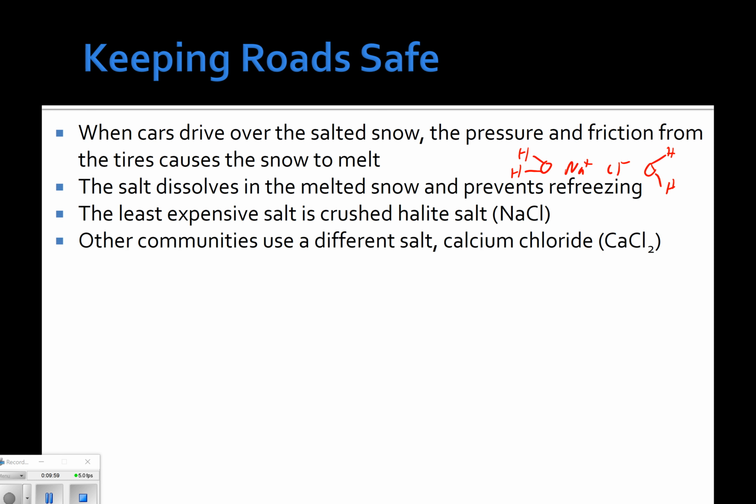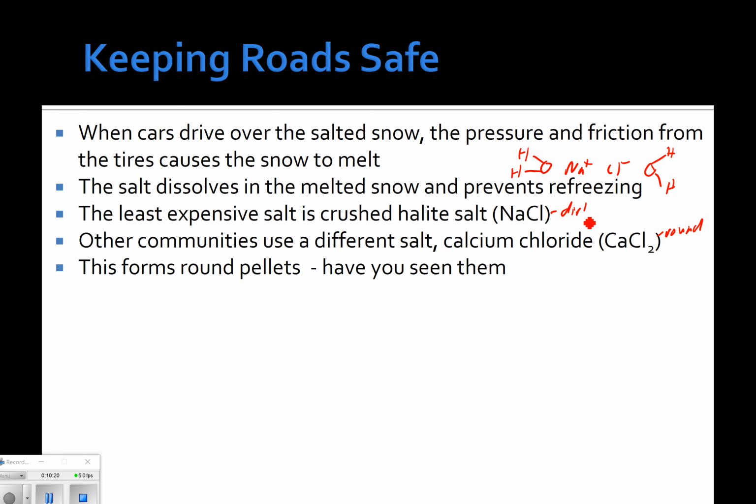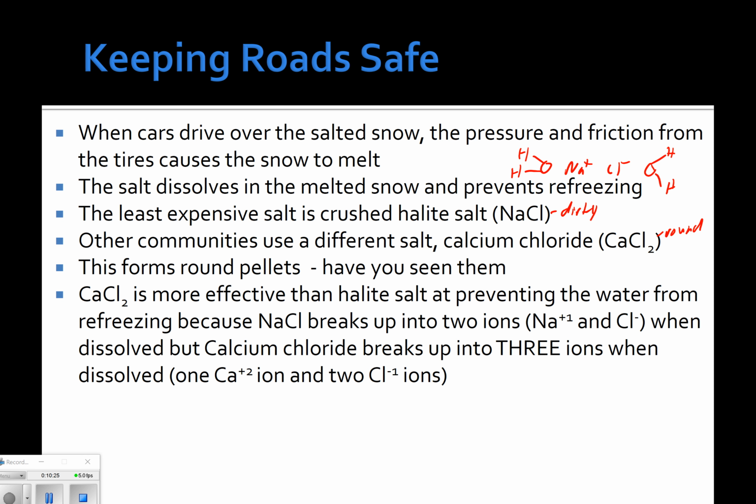So the least expensive salt that's used is halite, sodium chloride. But in different areas, they use different salts, such as calcium chloride. And we can get calcium chloride in the store around here, but it is significantly more expensive. And this is generally nice, round, clean looking white pellets. And this always looks dirty. But the CaCl2 is more expensive because it is more effective than the halite.